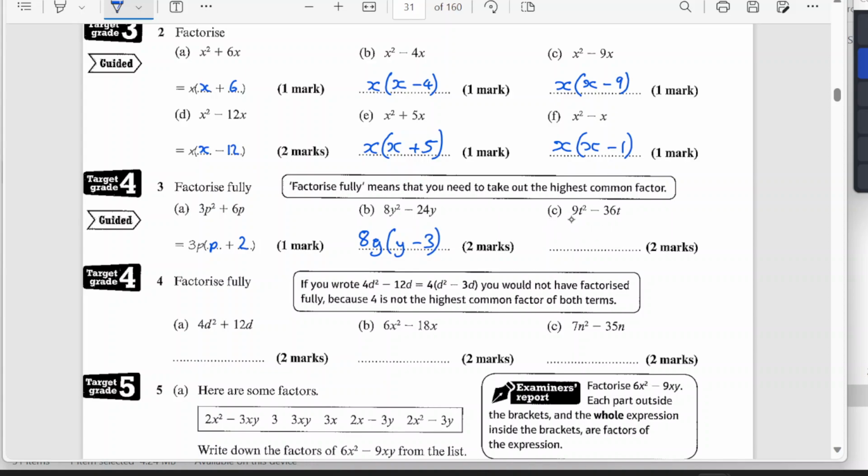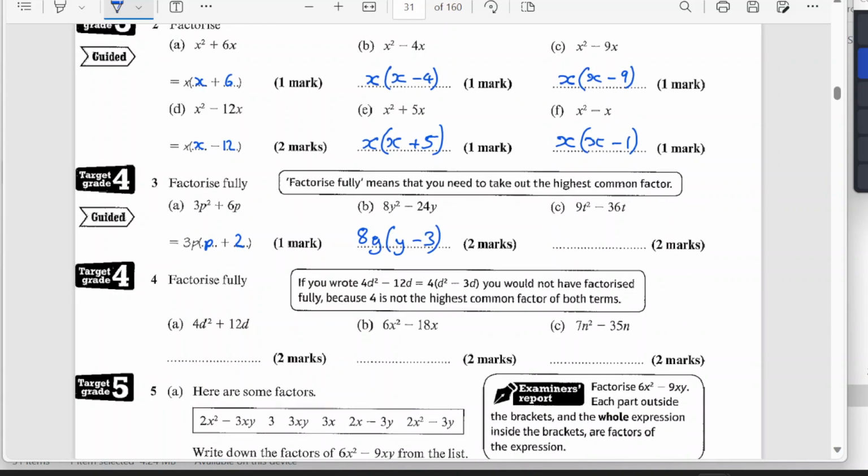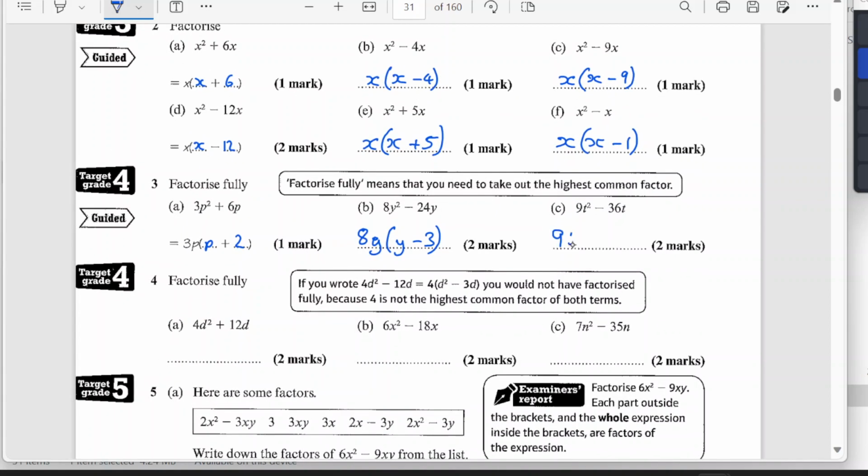For part C, this time the number part is going to be 9 and the algebra part is going to be t, so we take 9t out as our common factor, and we need to times that by t to get 9t squared, and we need to times it by minus 4 to get minus 36t.